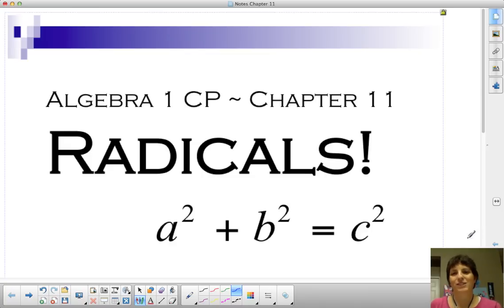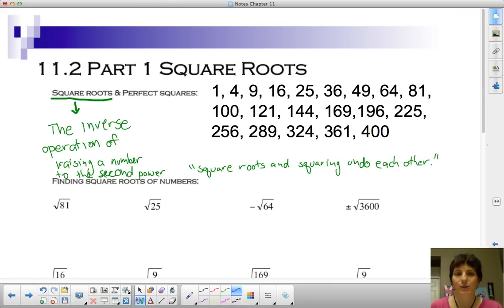All right, so we're about to start our Chapter 11 work, and this is section 11.2, where we're going to start with square roots. I have a couple of facts to remind you of in this first video, and the first one is really just a reminder of what a square root is. Remember that a square root is the inverse operation of raising a number to the second power. That's what that square root is. So we can also think of it as square roots and squaring undo each other.